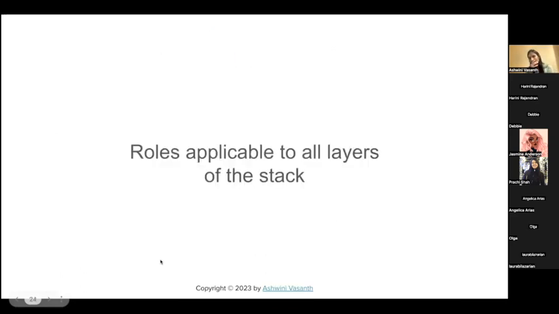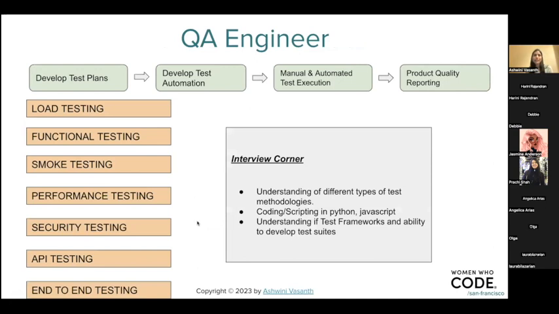Now, there are roles which are actually applicable across all of these layers of the stack, right? So we'll talk about those very briefly. Again, this is a role that I only know by association, so I have not been in this role, disclaimer. But typically what a quality assurance engineer does is develop test plans and test automation, execute that automation or the manual tests, and then report the quality of a product.